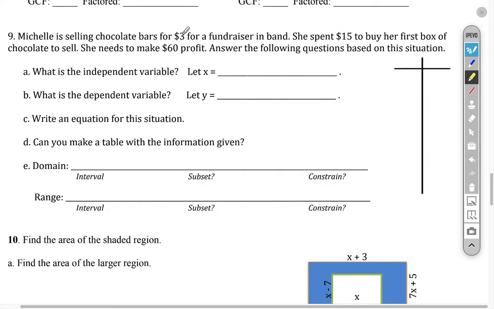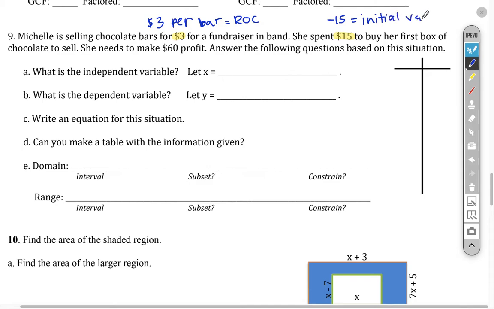So she's selling chocolate bars for $3. So that means each bar is going to be $3. So if we're $3 per bar, we put in that rate word, so this is our rate of change. All right, she spent $15 to buy her first box of chocolate. So that means she's negative $15. She hasn't made a profit yet. She's spent money. So that's going to be minus 15. This is her initial value.